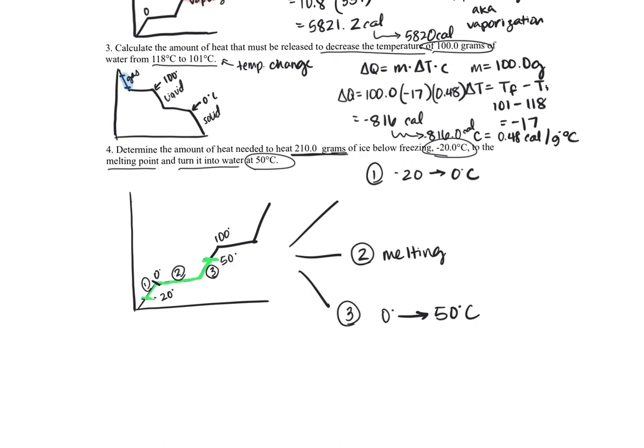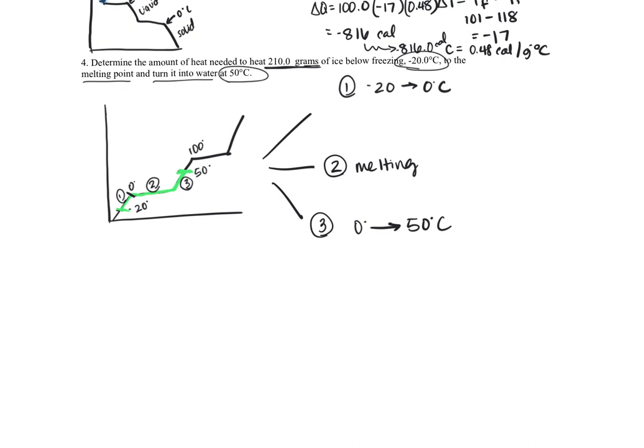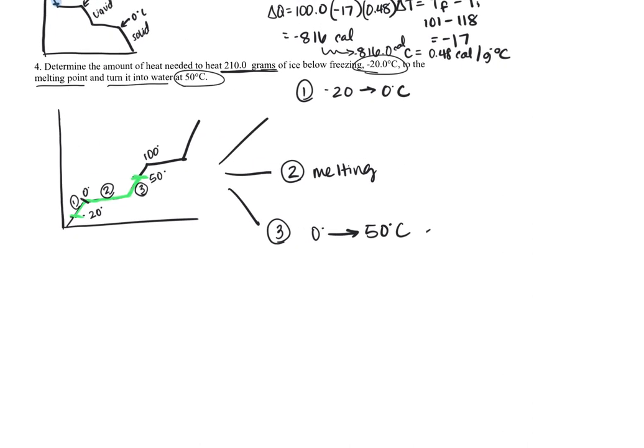So this is a really good example of why it's really helpful to draw these graphs. I know you might not enjoy the actual process of drawing it out, but it is a way to help you problem solve this, because by drawing this out, I can see those segments that I'm going to need to solve and how I'm going to break that up. If I just plug negative 20 and 50 into a temperature change problem, I'm not going to get the right amount of calories and I'm going to get the problem wrong.